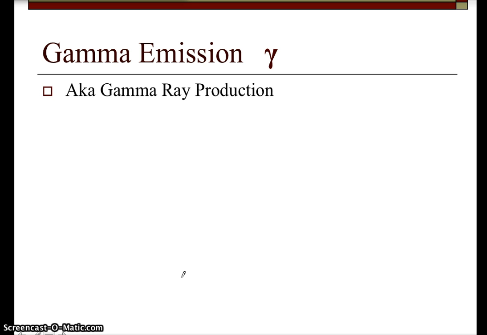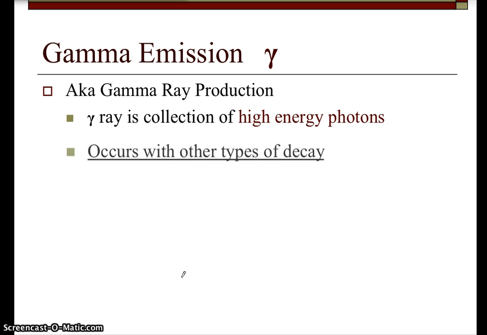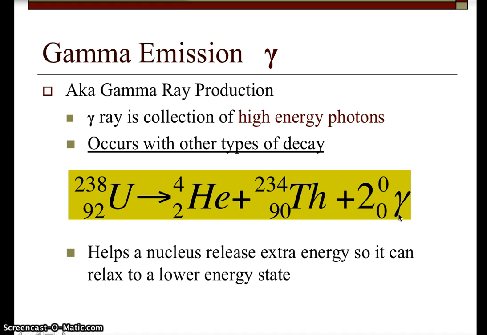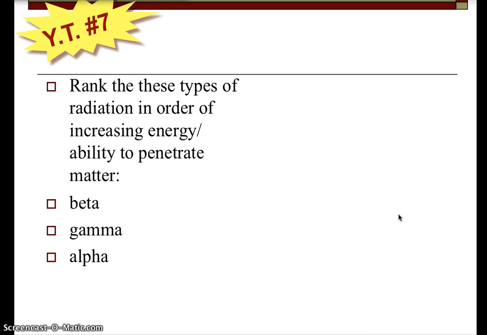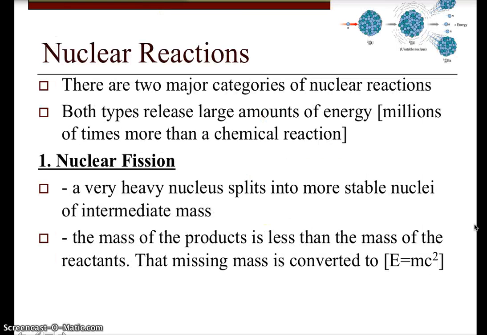Gamma emission, or gamma rays, these are not particles. This is that highest end of the electromagnetic spectrum, high energy photons, and just occurs with other types of decay. So here you see an alpha decay and gamma rays coming along with it. Not something you'd have to predict, just want you to see that this is our highest energy form of emission. If you were to rank these types of radiation in order of increasing energy or ability to penetrate matter, alpha the lowest, beta next, gamma much, much higher penetration.